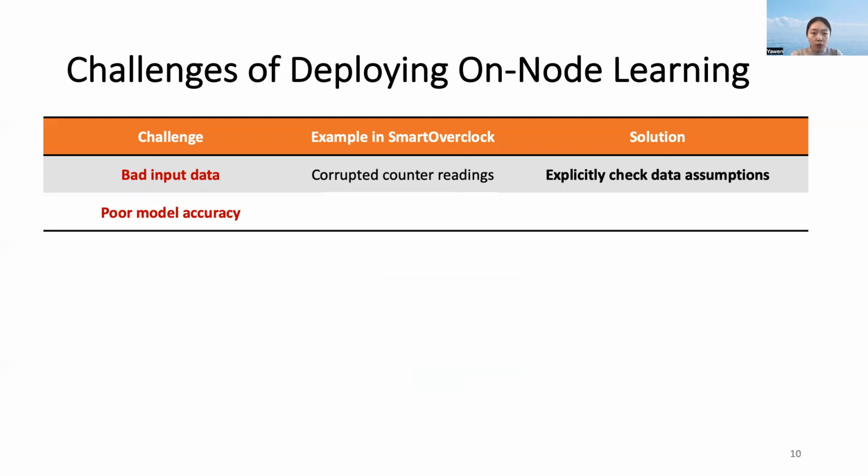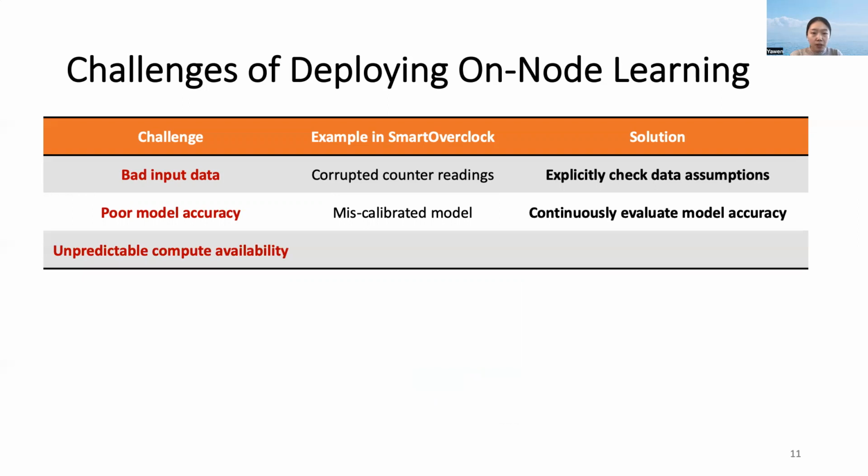Secondly, the model itself could exhibit poor accuracy. It could be a miscalibrated model, or the workload itself is unlearnable. To address this, the agent should continuously evaluate model accuracy while it's running and avoid using predictions from an inaccurate model.